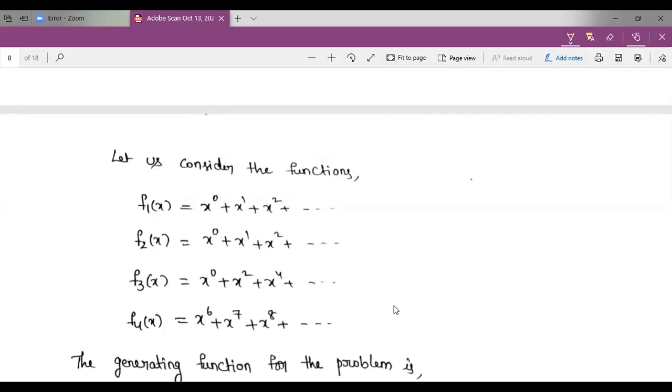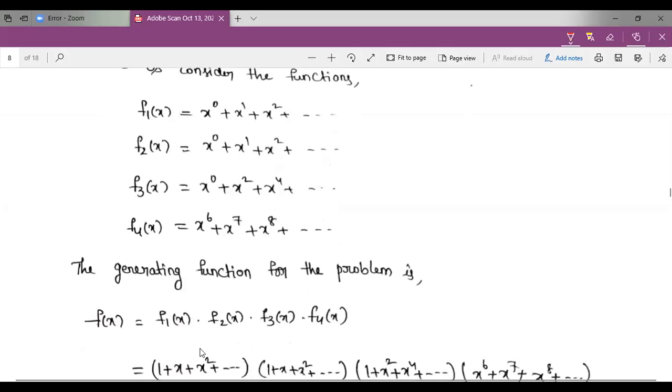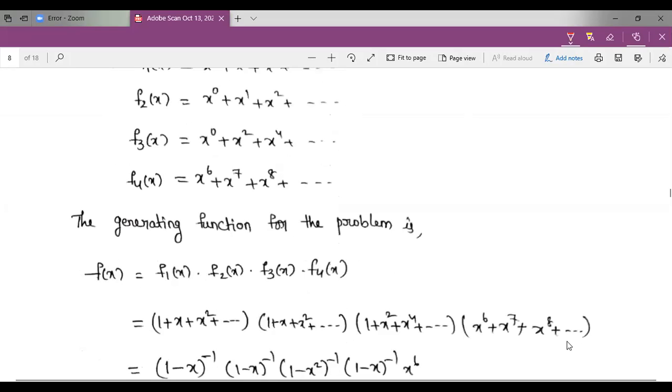So the generating function for the given problem is f of x is equal to f1 of x into f2 of x into f3 of x into f4 of x. So 1 plus x plus x square plus and so on, into 1 plus x plus x square plus and so on, into 1 plus x square plus x power 4 plus and so on, into x power 6 plus x power 7 plus x power 8 plus and so on. So what is the expansion for these? 1 minus x whole power minus 1, 1 minus x whole power minus 1.